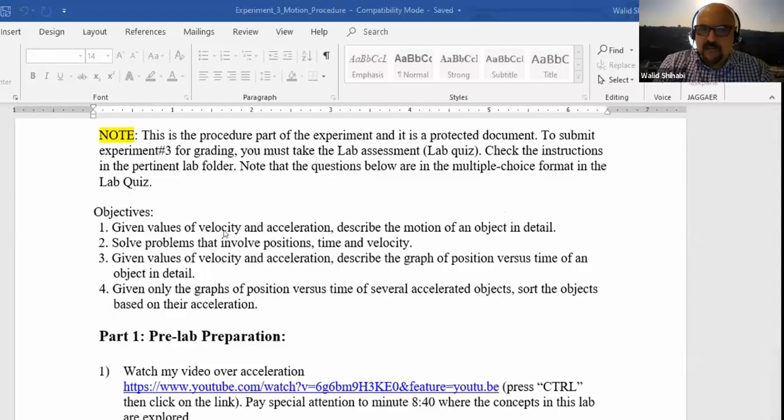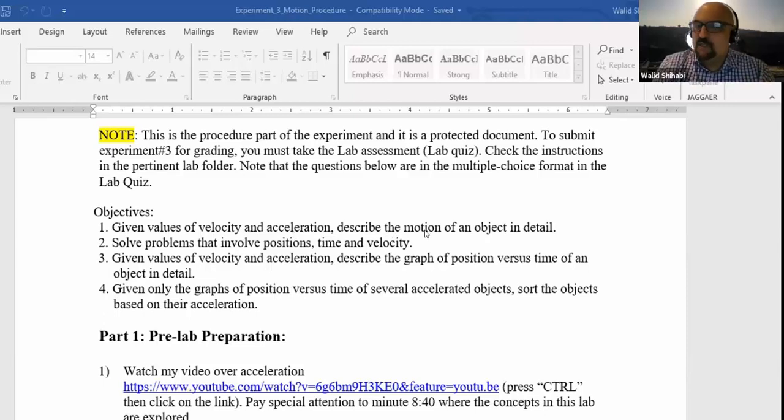So you'll be given values of velocity and acceleration, and you'll need to be able to describe the motion based upon the velocity and the acceleration value. So if I tell you, for example, an object going with a velocity of 2 miles per hour to the right, and its acceleration is negative 0.5 mile per hour per second, describe the motion of this object.